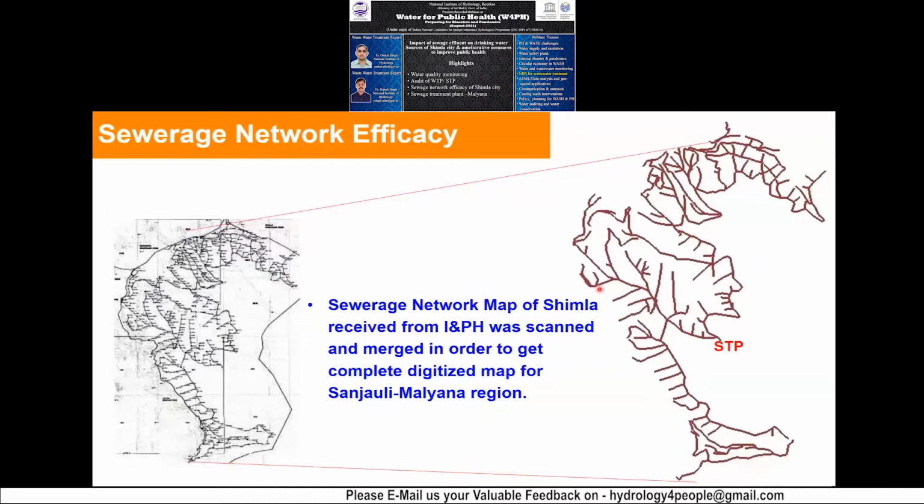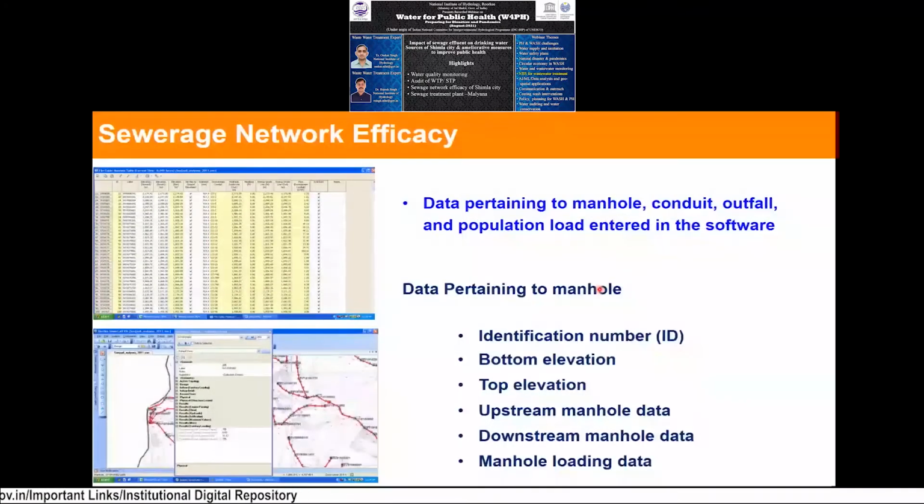So the first thing which we did is to check whether the sewage network is of the required capacity or not. And for that, we use the SewerCAD software. Now, the first thing which we did was to digitize the sewerage network of the area, which takes a lot of time. And then we entered the data pertaining to the manhole, conduit, outfall, and population load.